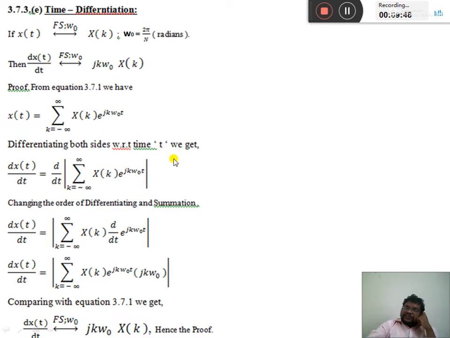Time differentiation. Here, differentiating the input time domain signal x of t and applying the Fourier transform, we will get j k omega naught x of k.